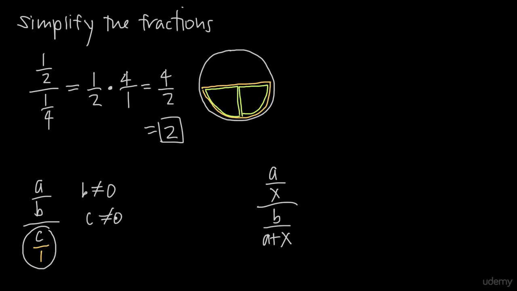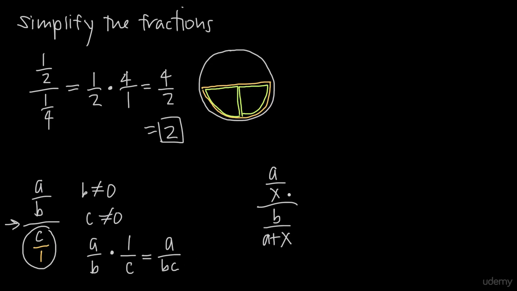Once we've indicated that our denominators cannot be equal to 0, we can apply the same math that we did in the problem up here. We take our fraction in the numerator, a over b, and then instead of dividing, we multiply, and flip our c over 1 upside down, making it 1 over c. When we multiply across our numerators, we get a times 1, which is a, and when we multiply across the denominators, we get b times c, which is bc. We can't simplify this any further, so a over bc is our final answer.